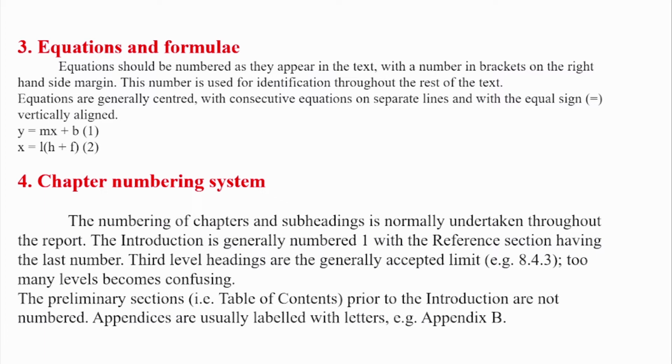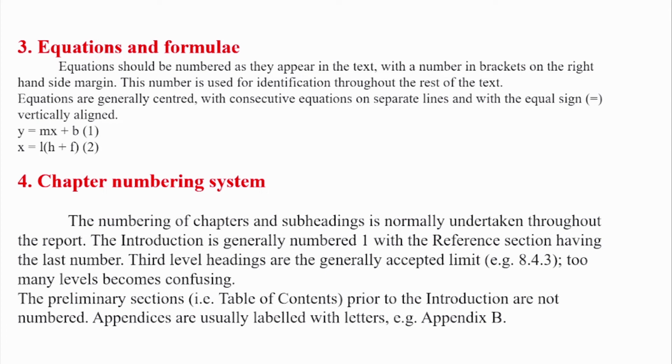Then fourth, we have chapter numbering system. The numbering of chapters and subheadings is normally undertaken throughout the report. The introduction is generally numbered 1 with the reference section having the last number. Third level headings are the generally accepted limit. For example, 8.4.3, too many levels becomes confusing.